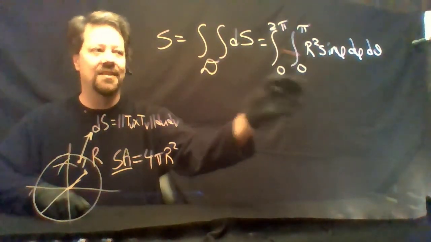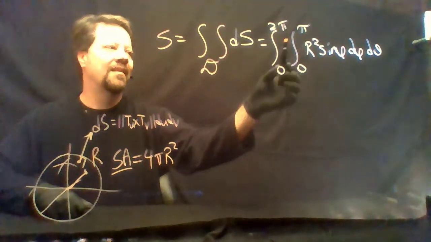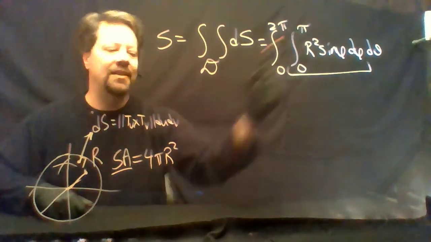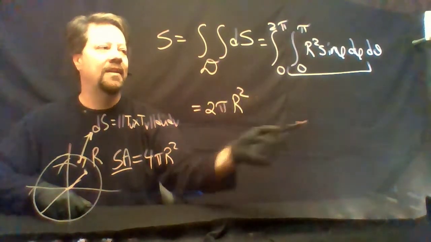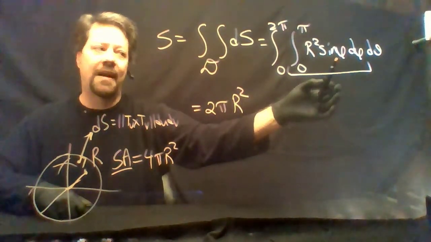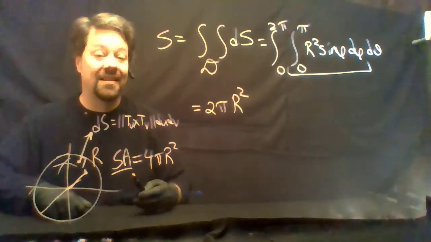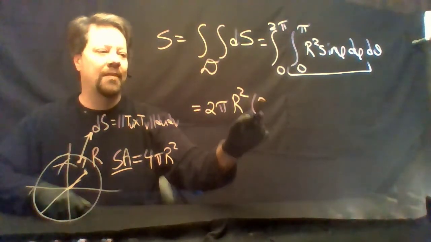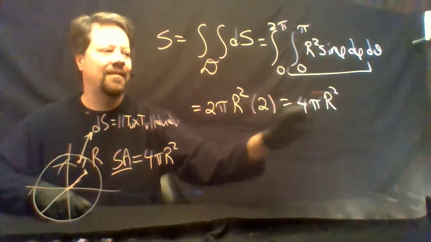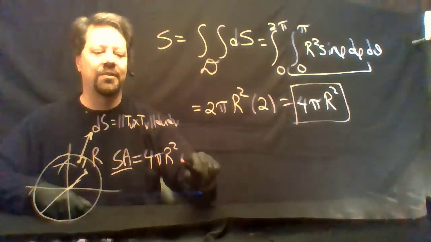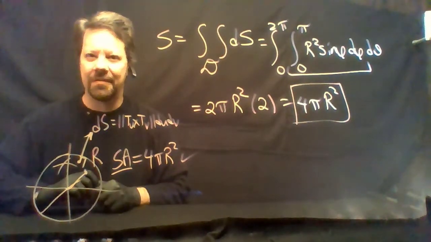R is constant, so it can come out of the integral. There are no thetas, so we get 2 pi for free. And the rest is an integral of sine phi from 0 to pi. That's one bump. And one bump gives you 2. And so we've just proved the formula for the area of the sphere.